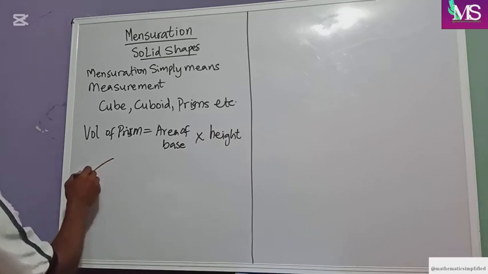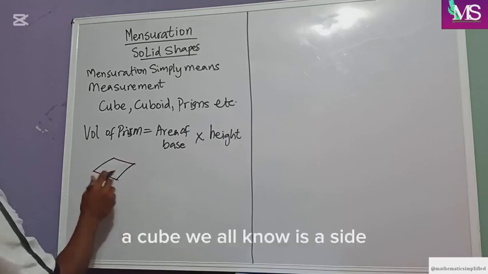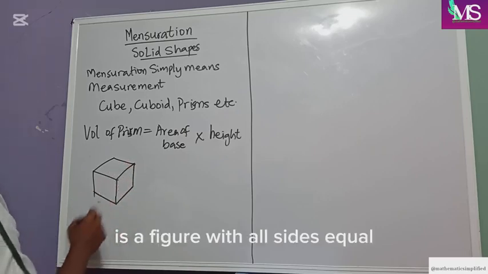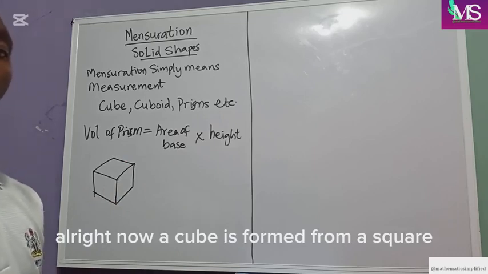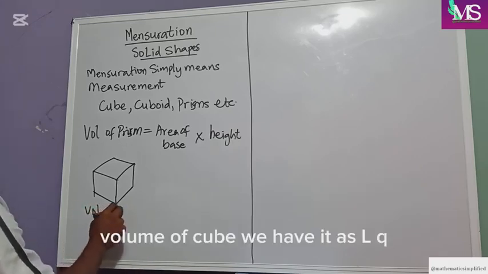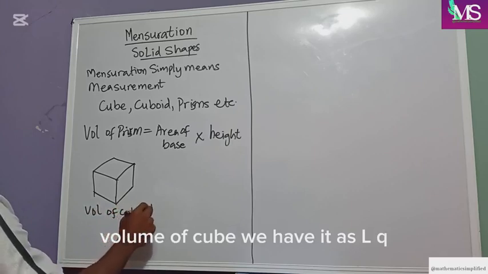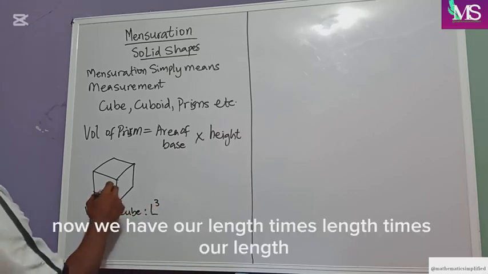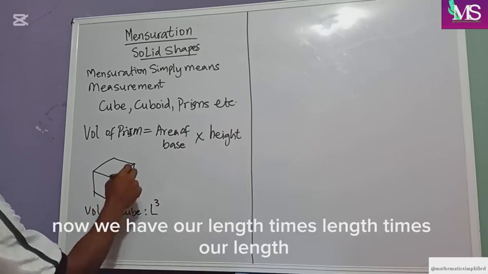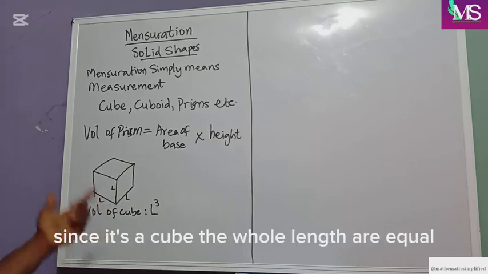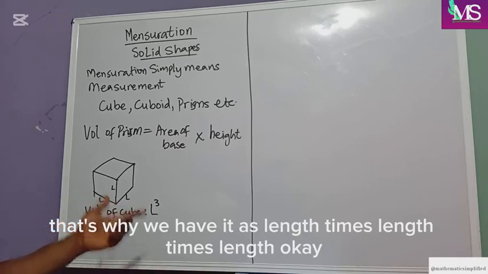Now, for a cube, we all know it is a figure with all sides equal. Now, a cube is formed from a square. For the volume of a cube, we have it as L cubed. That is length times length times length. Since it's a cube, all the lengths are equal. That's why we have it as length times length times length.